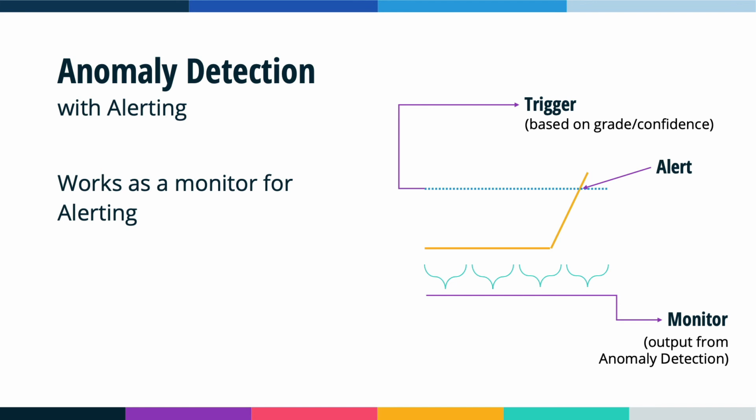Anomaly detection can work with alerting. It works as a monitor for alerting in OpenSearch. So you have your trigger based on the confidence and grade of the anomaly, and your alert and all the rest of the pieces still work the same, but your monitor is from anomaly detection. You can use them hand in hand. A great example is: when I get a spike in my CPU load, send me an email. That can happen with anomaly detection, but a spike is hard to articulate in a set trigger.